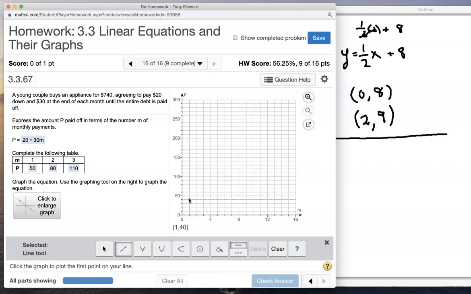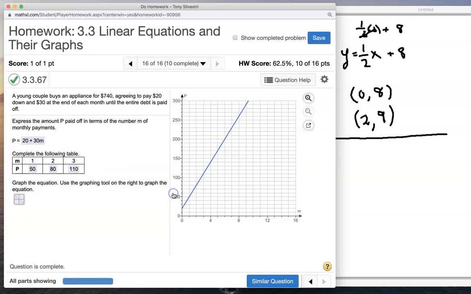P is 50. Okay, see the P over here? P is the vertical. M is the horizontal. Okay. I'm going to pick M is 2. And the P has to be 80. Click. That's it. Don't bother with this third point. That's it for that guy.